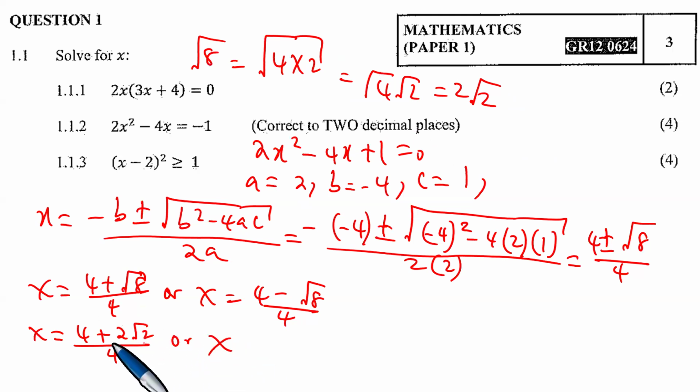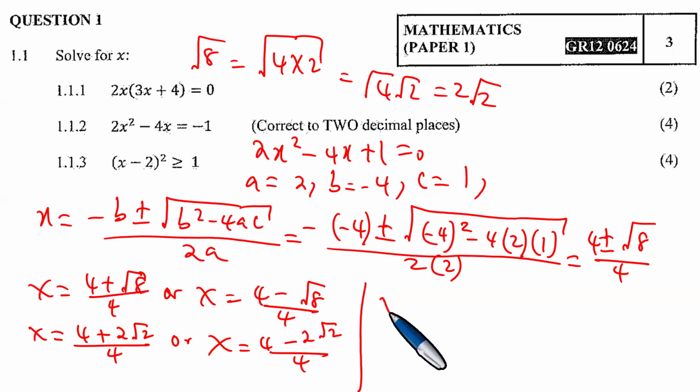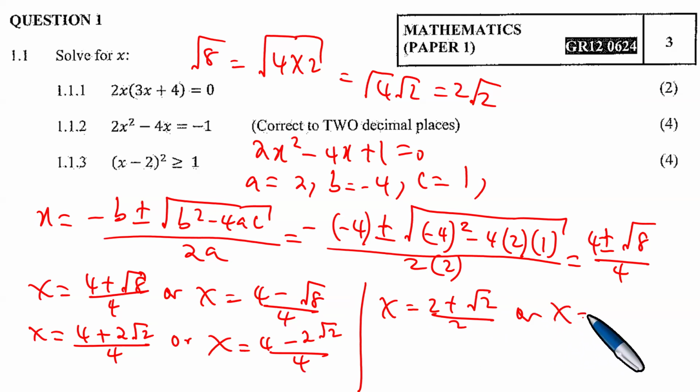Now we're dealing with the one with the plus, and we also continue to deal with the minus. We've seen that the square root of 8 is 2√2, so it's 2√2 divided by 4. We divide through by 2, giving us x = (2 + √2)/2 or x = (2 - √2)/2. And these are the answers to the question.